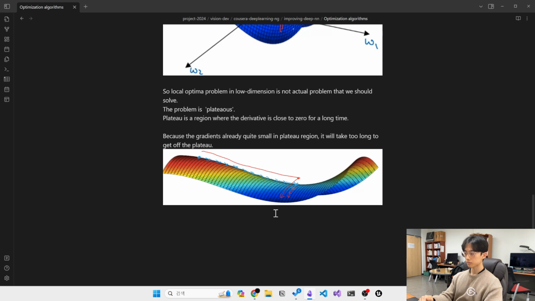But I hope this gives you some better intuition about the challenges that the optimization algorithms may face.